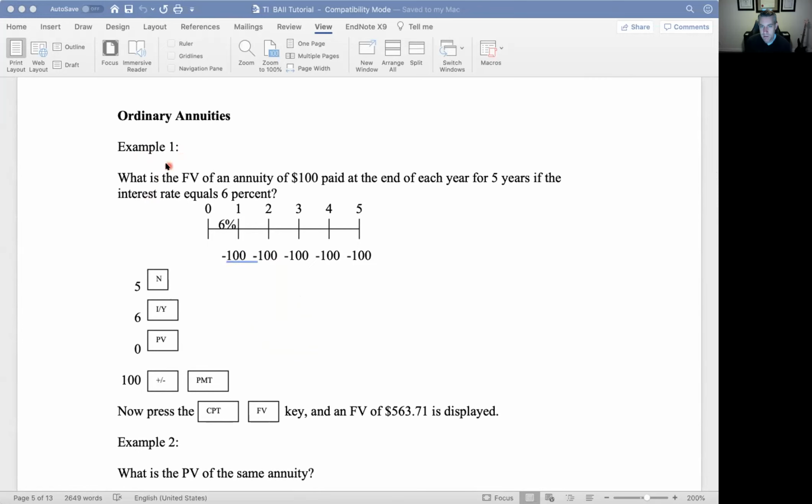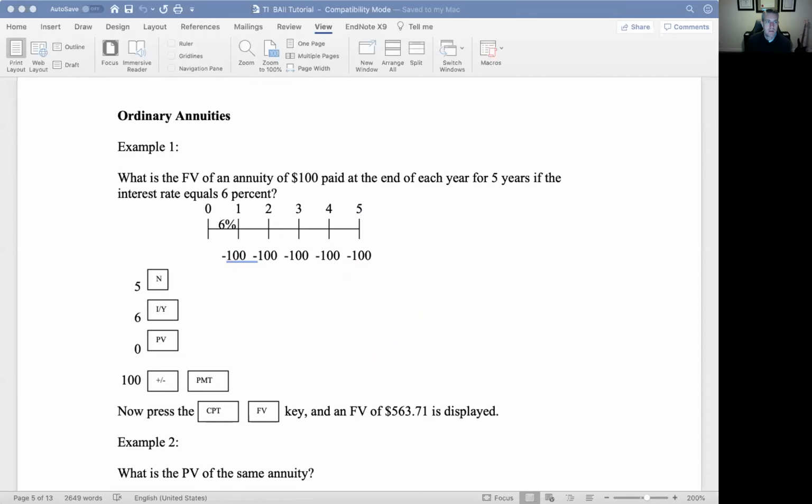Okay, so I'm going to read the words and we're going to figure out what we know. So what is the future value? So already we know that the question is asking, what is the future value? So we're trying to solve for FV of an annuity of $100 paid at the end of each year for 5 years, if the interest rate equals 6%. Whenever I read a story problem like this, I will draw myself a timeline. So at the end of each year, we're going to receive $100. So what we're trying to do is figure out, what's the future value of this annuity? So 5 years from now, what is this stream of money worth?